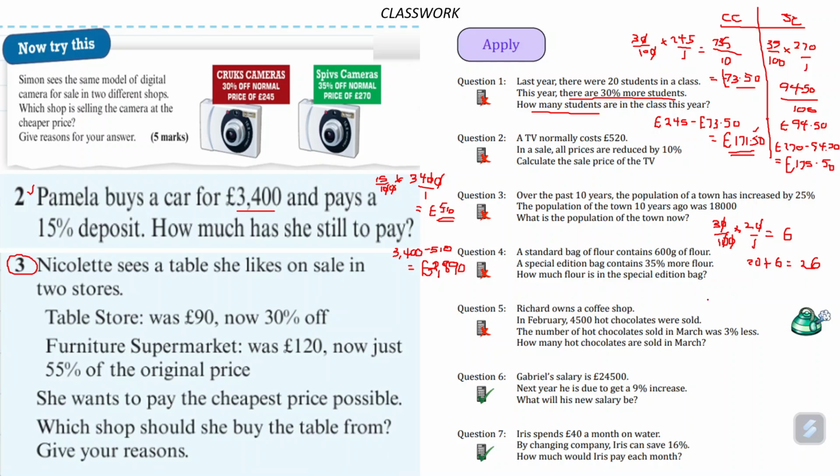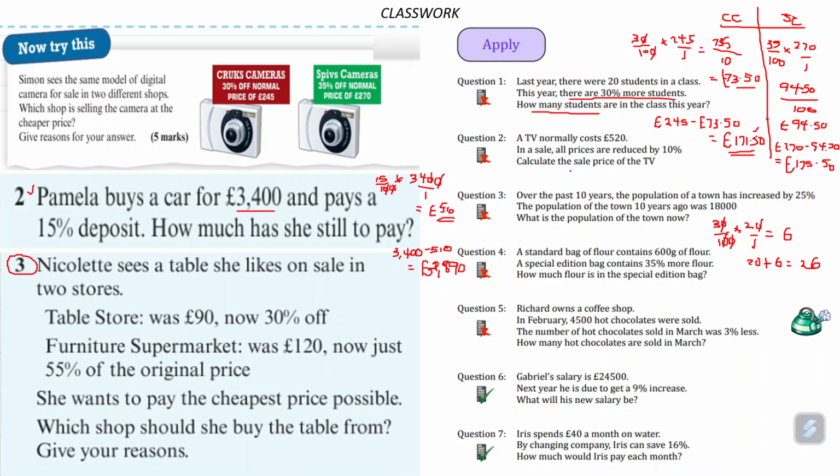So let's look at question number 2. Question number 2 says, a TV normally costs £520. In a sale, all prices are reduced by 10%. Calculate the sale price of the TV. So what we just needed to do is find 10% of 520, and whatever you get, as usual, you take it away from 520. So 10% of 520 is the same thing as £52.